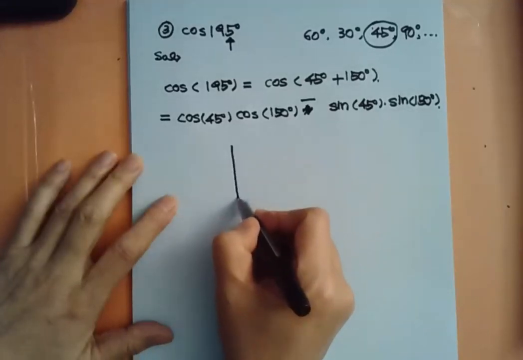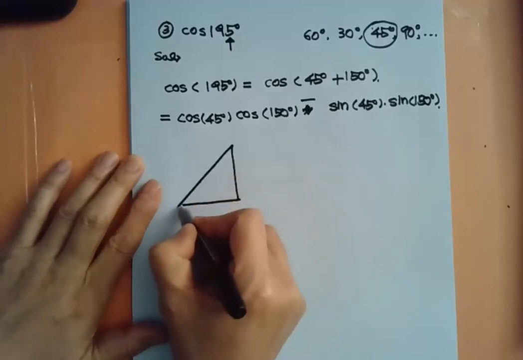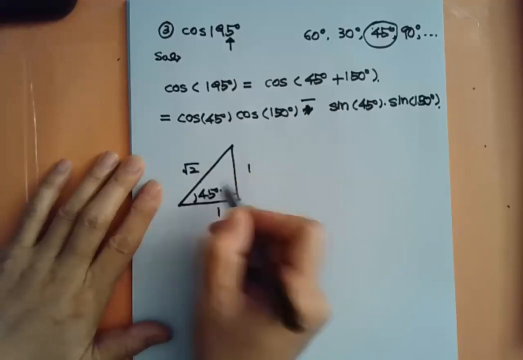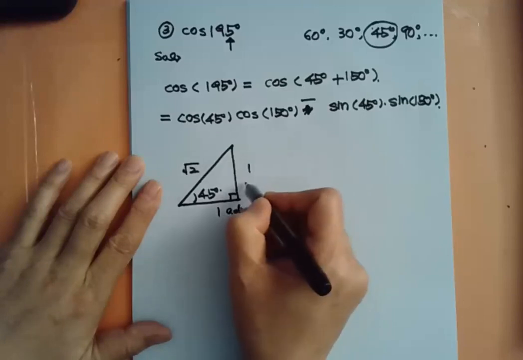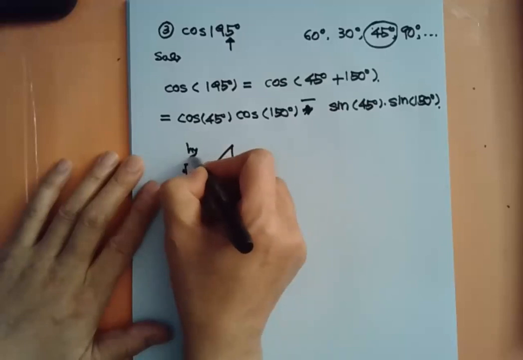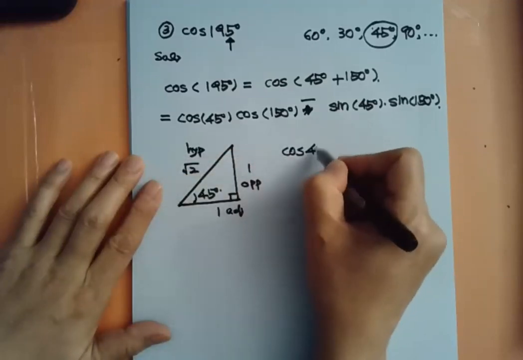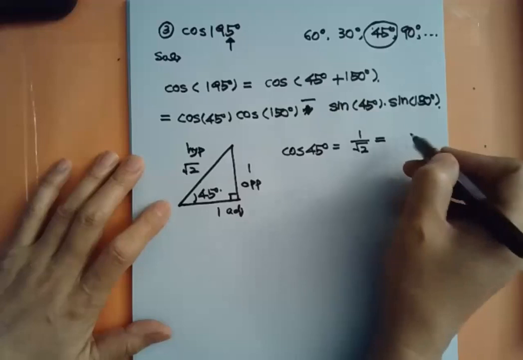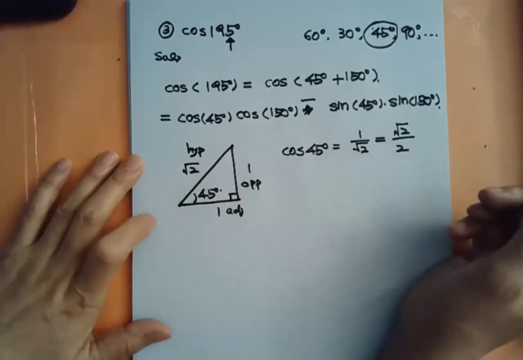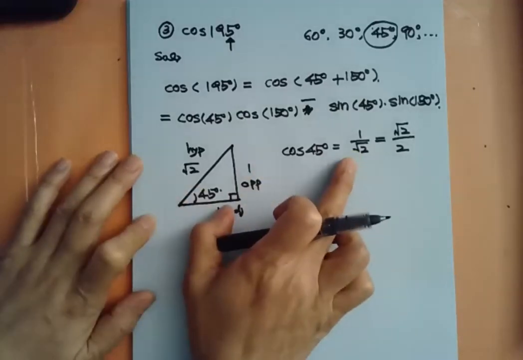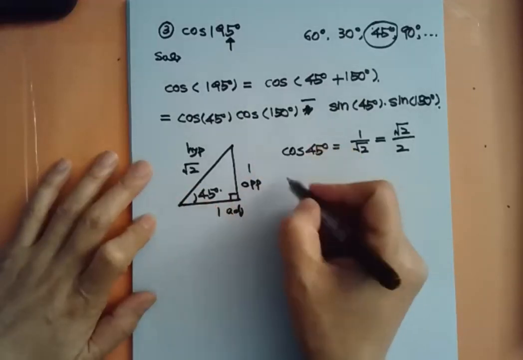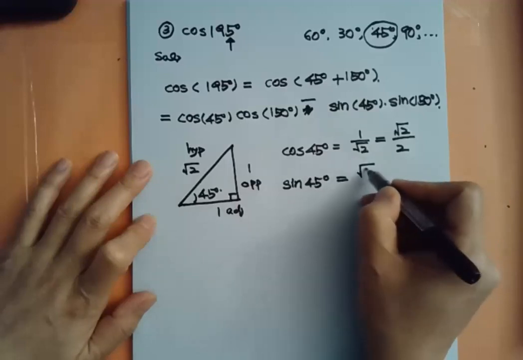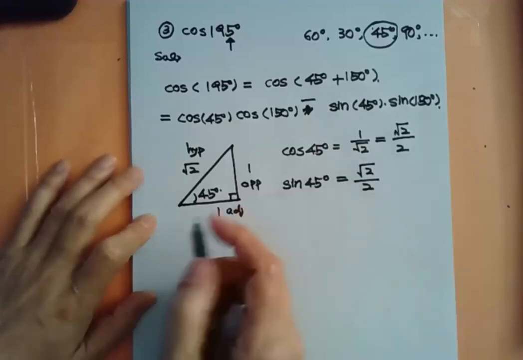Let's just draw the triangle which we know. The 45 degree angle looks like this, and this is adjacent, this is opposite, and this is hypotenuse. And cosine of 45 degrees is 1 over square root of 2, adjacent over hypotenuse. When we rationalize, that can be written as square root of 2 over 2. I multiplied square root of 2 to the numerator and denominator. We can do the same thing for sine of 45 degrees. Then we get square root of 2 over 2.